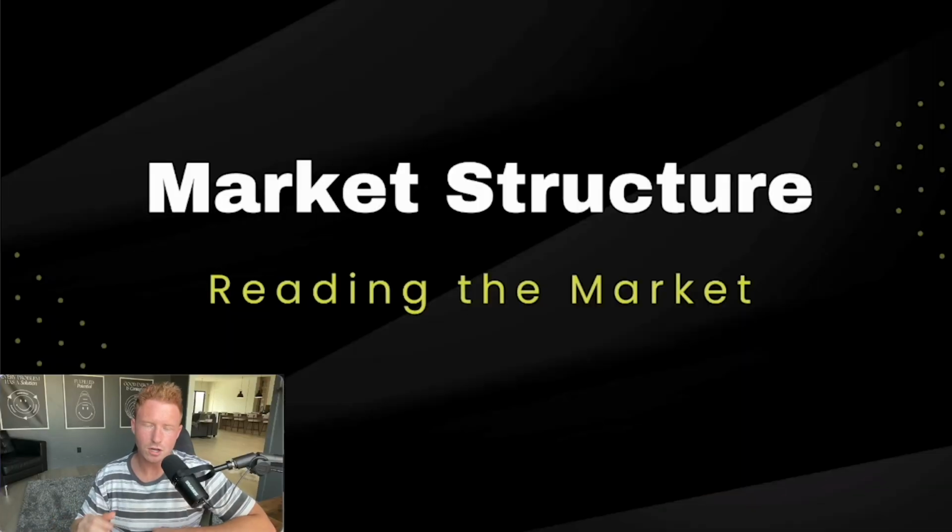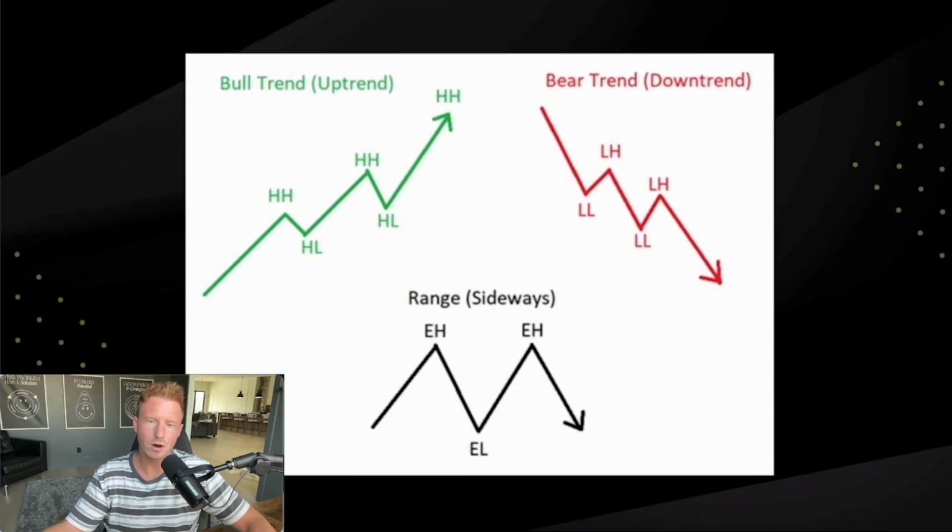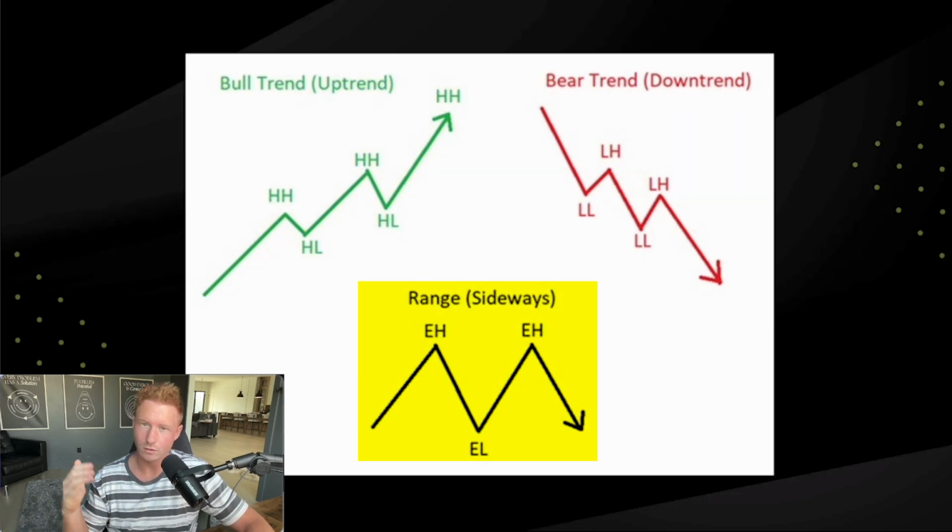Okay, so like I said, we're talking about market structure, and I'm going to be showing you a trading strategy you can use once you learn how to read the market structure. So market structure to me is just reading the market. If you don't know exactly what it is, this is what reading the market structure is. It's identifying whether we're in a bull trend, a bear trend, or we're ranging, we're just trading sideways, we're more choppy, whatever you want to call it.